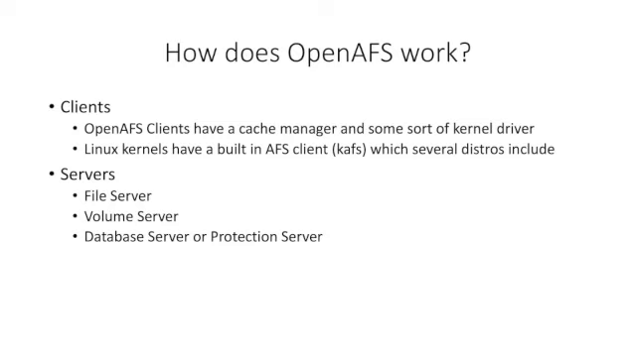So there's two major components to AFS. There's a client and a server. Clients basically have a cache manager and some sort of kernel driver. And in Linux, there's actually a built-in AFS driver called KAFS or CAFS, which several Linux distributions actually package and include by default. For servers, there are three major things that you'll see. There are file servers, volume servers, and database servers or protection servers.